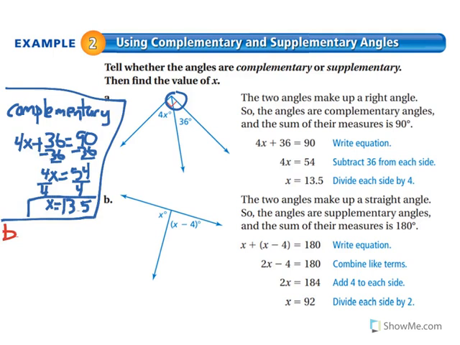Then for B, that's B. I guess this one up here is A. Here's B. For B, this is a straight line, more straight than my line. This is a straight line. Still not very straight. It's fine, though. It's a straight line. Therefore, this is supplementary.